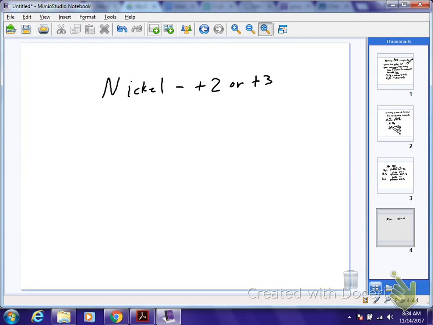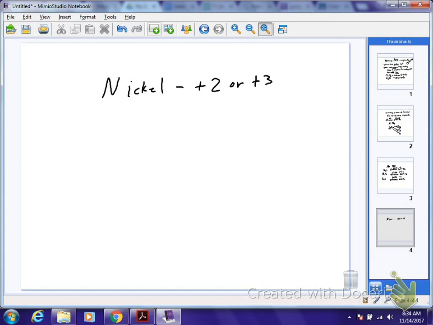Now silver, if you look at silver, what charge is it? Ag can only be a +1. So there's no guessing involved with silver. Cadmium's another one that's only a +2. But some of them have multiple numbers listed, and if they do, we have to tell what the charge is. If it's a +2, I'm going to use a Roman numeral 2.